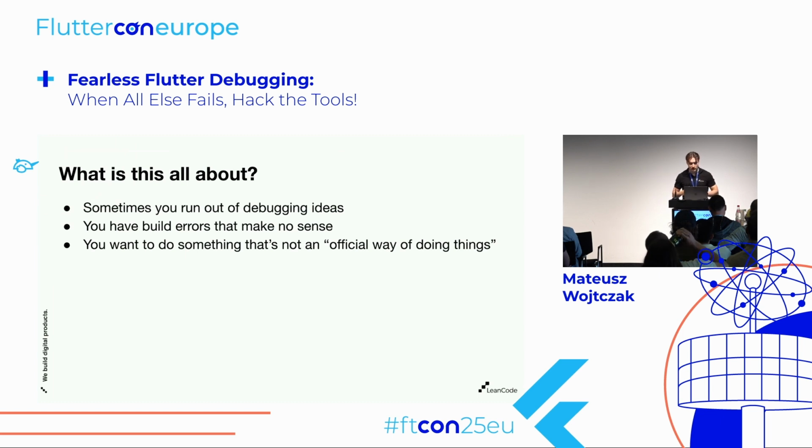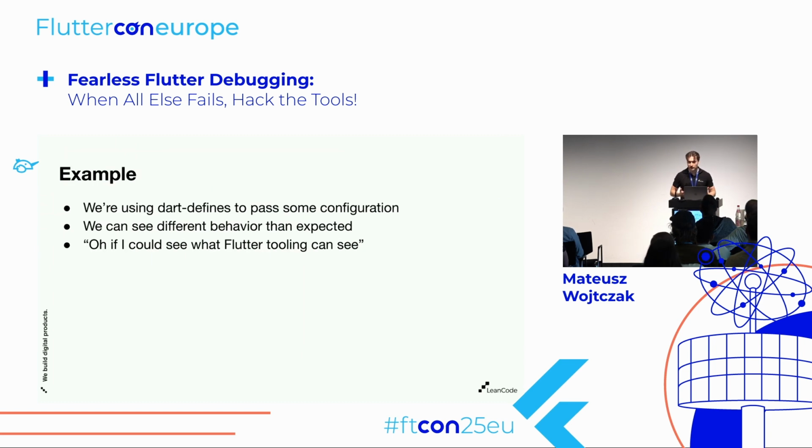For example, you might have some build errors or tooling errors that make no sense, or you want to do something that's not an official way of doing things. Like, Flutter does it in the XYZ way, but I don't want it to do it that way. Today, I want to change it a bit and see how it actually works under the hood. This very much refers to the keynote from Kevin today, because he mentioned changing your Flutter SDK locally. So this is exactly what we'll be doing today.